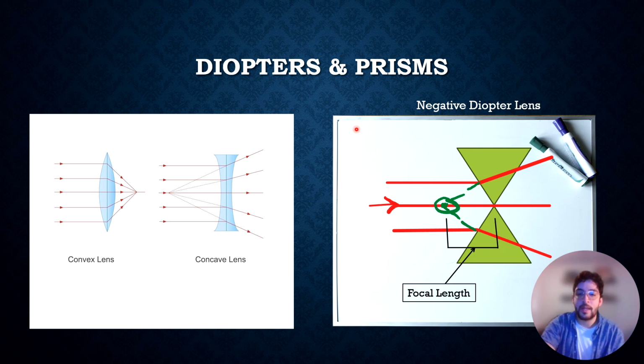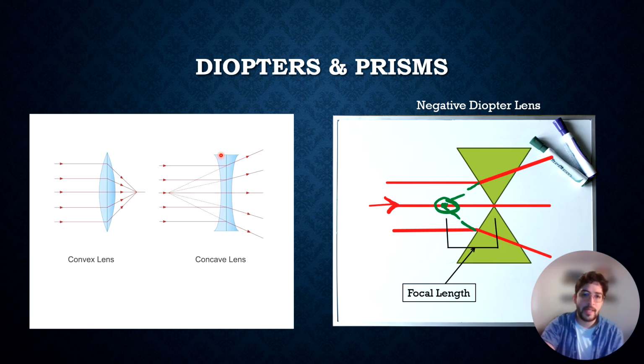And so right here we have an example of a negative diopter lens, a very simplistic view of it. Basically what it is, two prisms on top of each other. With a negative diopter lens, we have two prisms on top of each other where the apex of the prisms touch. And then positive diopter lenses are a little different.